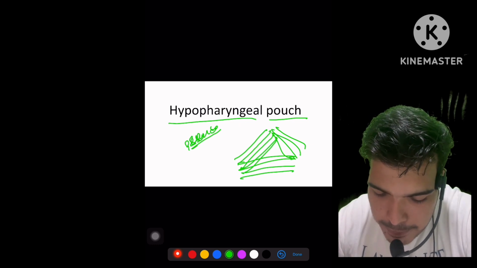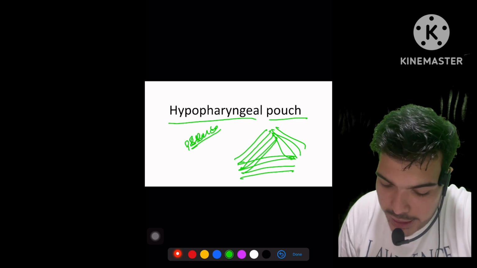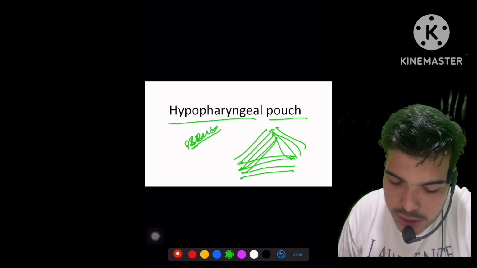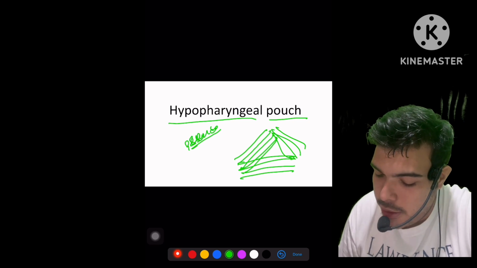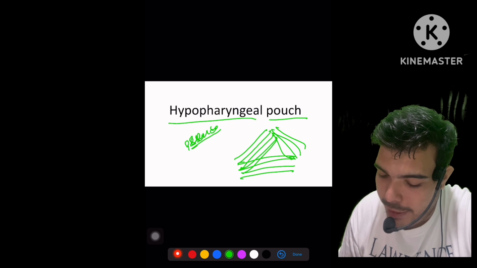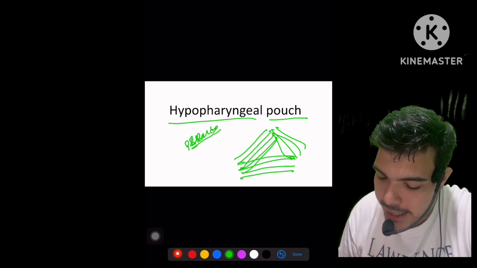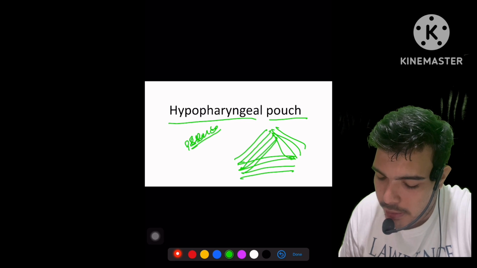So hypopharyngeal pouch is an acquired pulsion diverticulum, Zenker's diverticulum, caused by posterior protrusion of the mucosa through a pre-existing weakness in the muscle layer of the pharynx or esophagus. So this is the cricopharyngeus, and this is the area of the hypopharyngeal pouch. And this area of Zenker's diverticulum is actually an area of Killian's dehiscence. Now downwards are the longitudinal muscles of the esophagus.